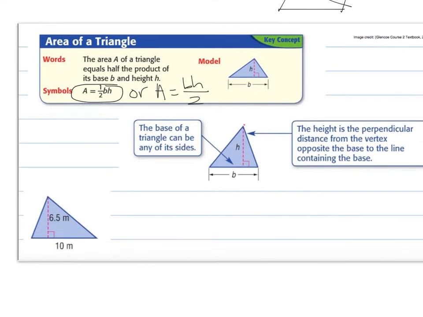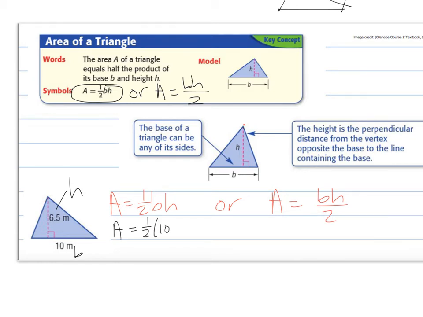So let's try this one. So I'm going to label, I need area equals 1/2 base times height, or you could do area equals base times height divided by 2, whatever your preference. My height is 6.5, my base is 10. So my area is half of 10 times 6.5. Area is 5 times 6.5.